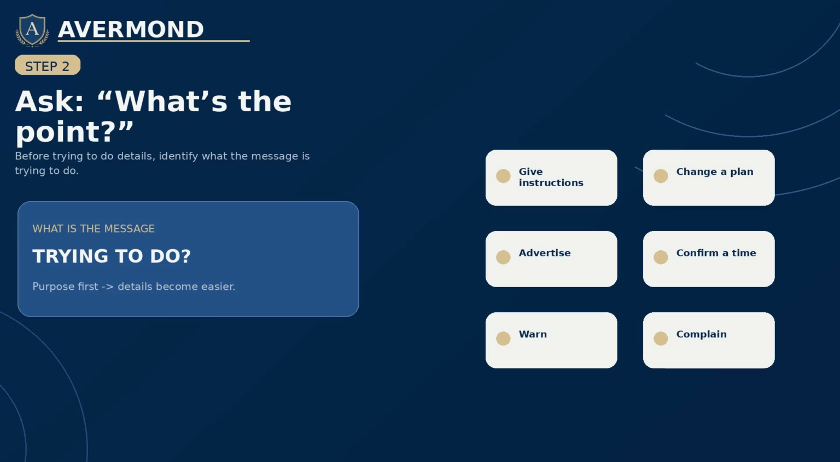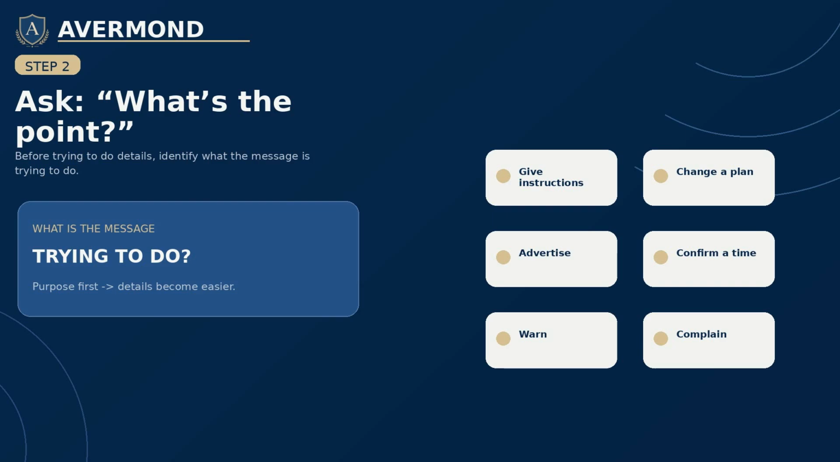Next, ask yourself, what is this message trying to do? Is someone giving instructions, changing a plan, making a complaint, advertising something, confirming a time, or warning people about a problem? Many questions are really testing whether you understand the purpose of the message. Once you know that purpose, individual details are easier to interpret.